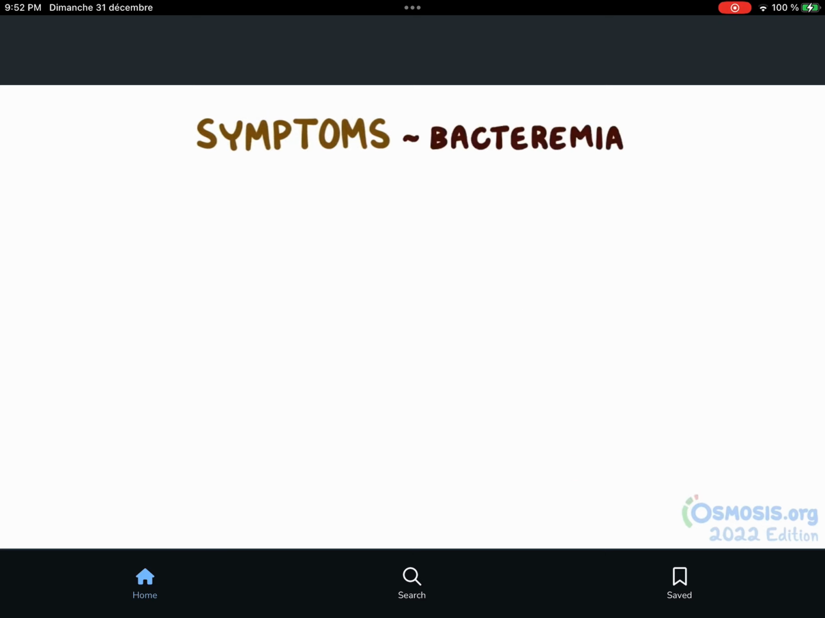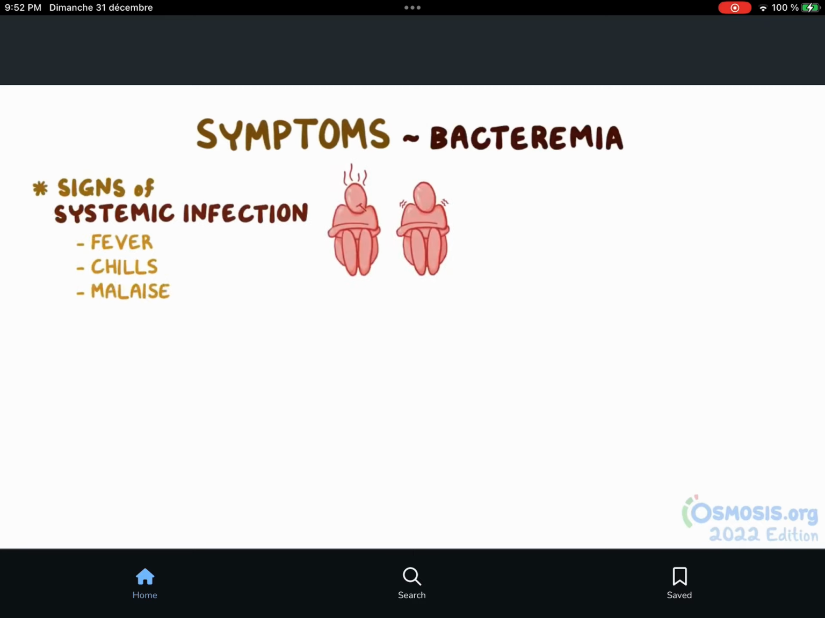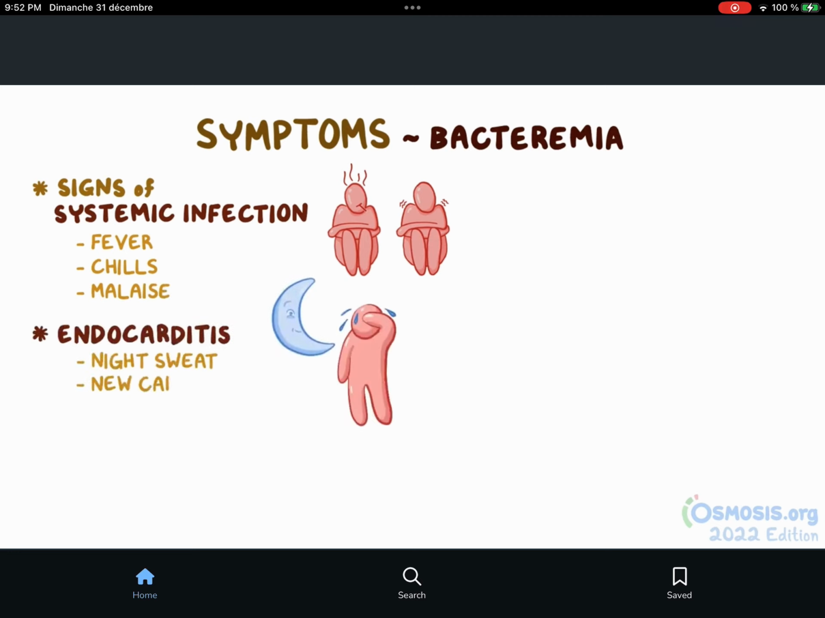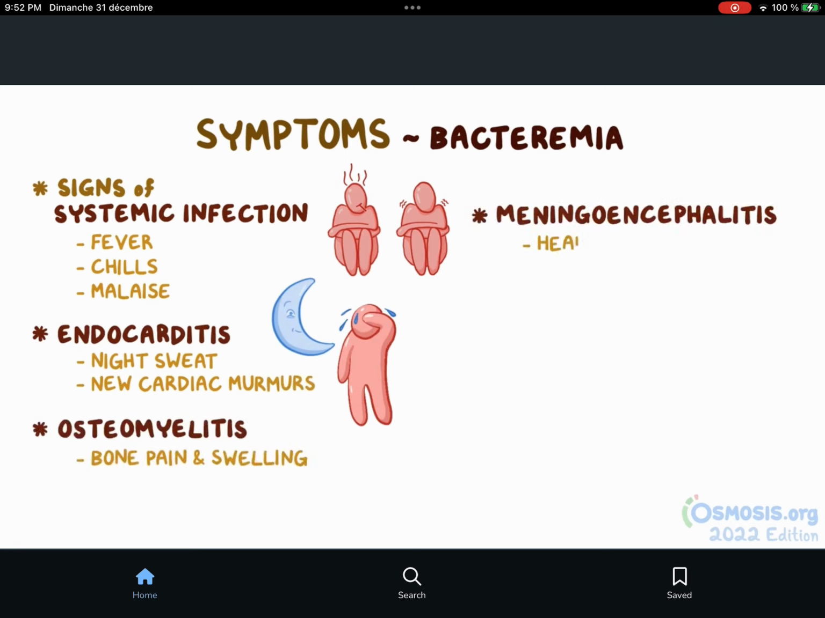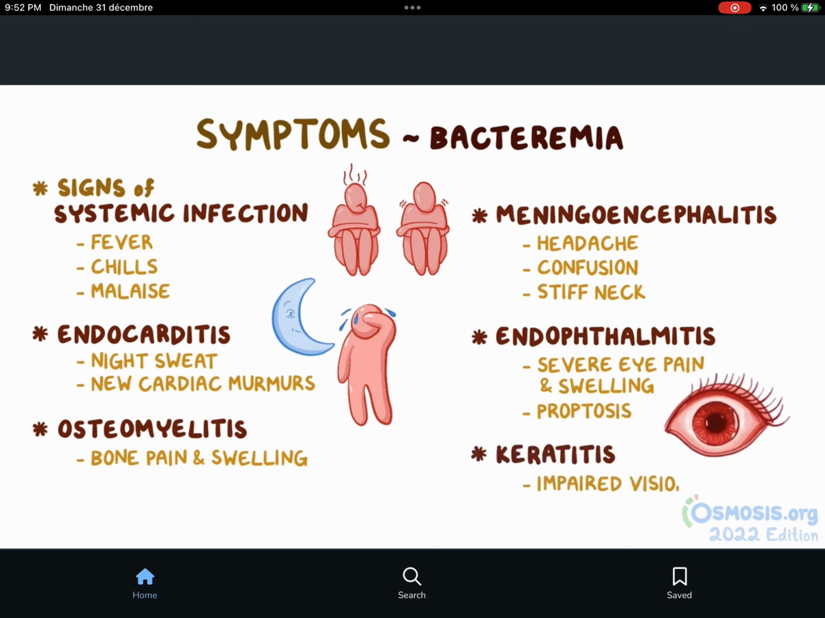With bacteremia, there are signs of systemic infection, like fever, chills, and malaise. Additionally, with endocarditis, there might be night sweats and new cardiac murmurs. With osteomyelitis, there's bone pain and swelling. And with meningoencephalitis, there's a headache, confusion, and stiff neck. Finally, with endophthalmitis, there can be severe eye pain and swelling, and the eye can even bulge out of its socket, which is called proptosis. With keratitis, there might be impaired vision.